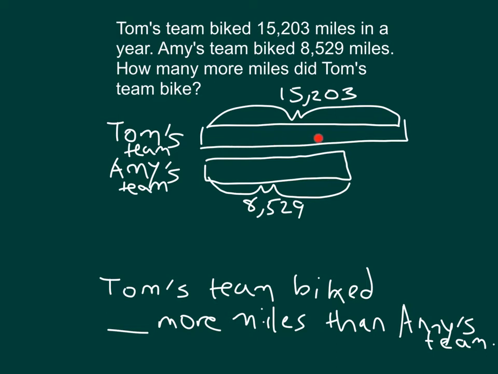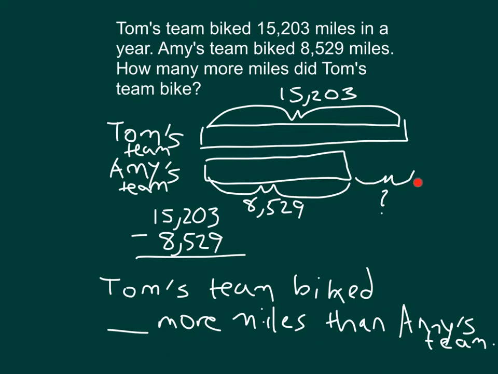How would we figure this out? We have Tom's team here. We have Amy's team here. You'll notice I started those bars in the same spot. And so what we need to know is this difference right here. That's the unknown. How do we figure out that part there? That missing part? We'll take Tom's and subtract Amy's. That unknown there is the missing part.